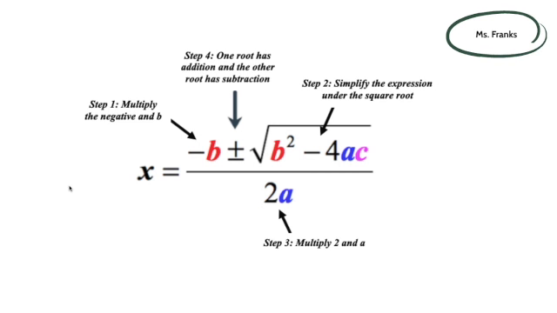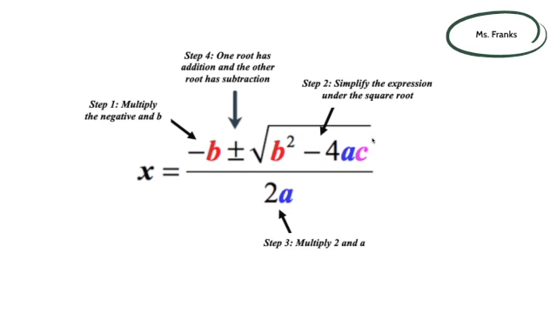Here's our quadratic formula. X is equal to negative b plus or minus the square root of b squared minus 4 times a times c, divided by 2a. In order to simplify the quadratic formula, we have to perform some operations. Step 1. The first operation is going to be multiplication. We're going to multiply this negative times the value of b.